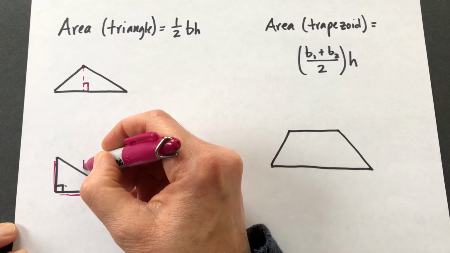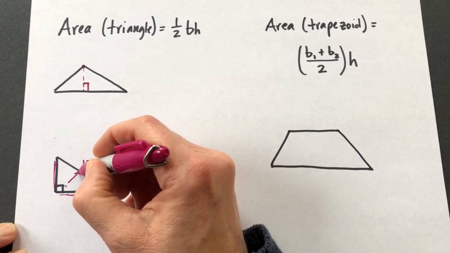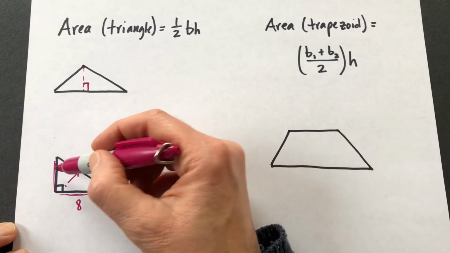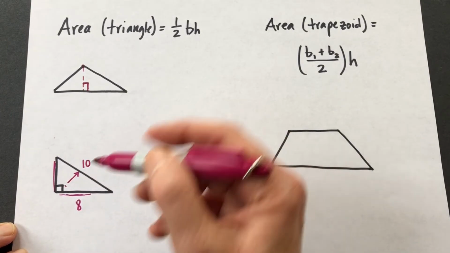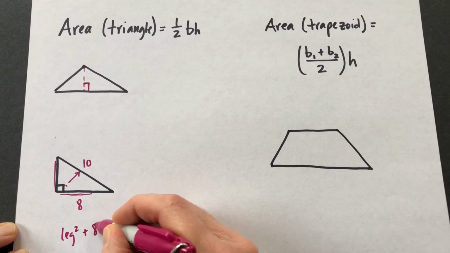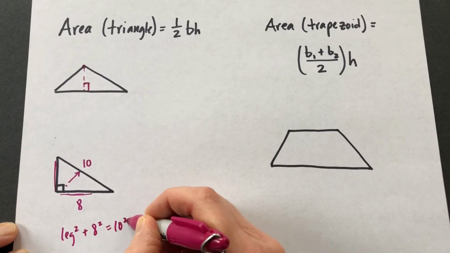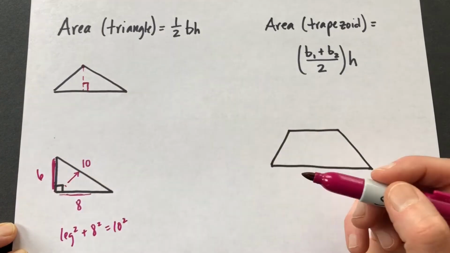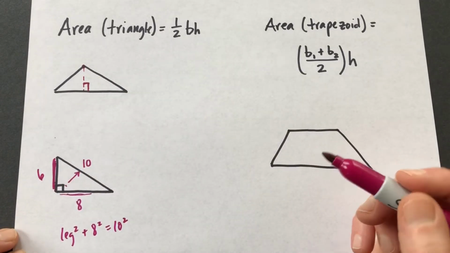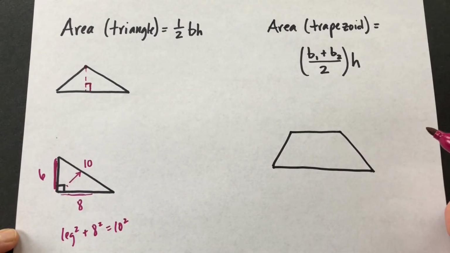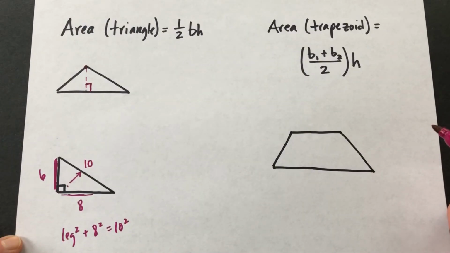Now, what if you know two of the side lengths and you need to know the third? Well, you know how to do that, right? Pythagorean theorem would give us this third length, which here would be 6. So, big thing to remember is that your base and your height have to be perpendicular to each other.